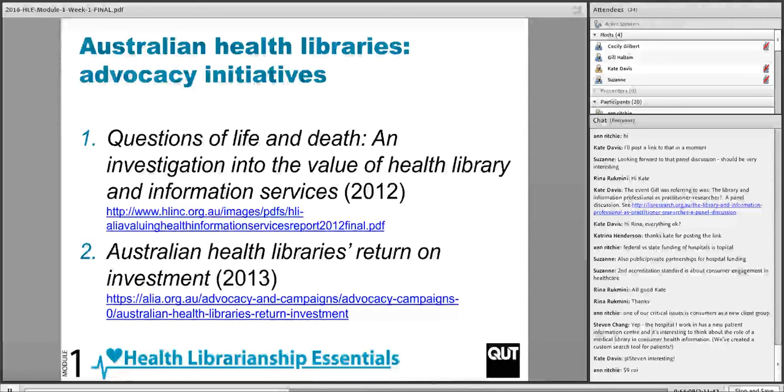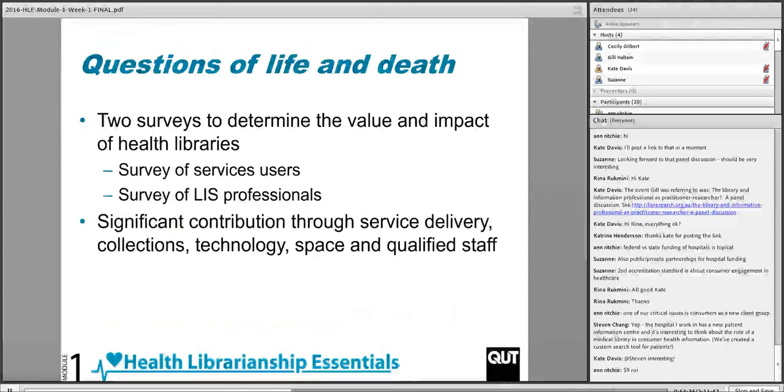Anne has just quoted there at the very bottom in the chat view, $9 return on investment. So for every dollar that's invested, it was calculated that there was a $9 return on investment. So that's really important to consider how the impact is being received. What is the impact on patient care, on accreditation for the hospital, for example? Lots of different areas that can be measured and should be measured.